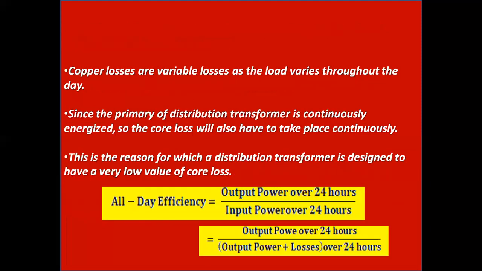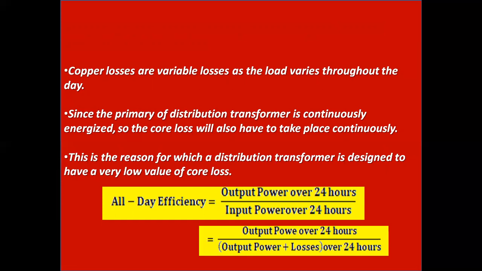Copper losses are variable losses as the load varies throughout the day. Since the primary of a distribution transformer is continuously energized, the core loss will also take place continuously. This is the reason for which a distribution transformer is designed to have a very low value of core loss.